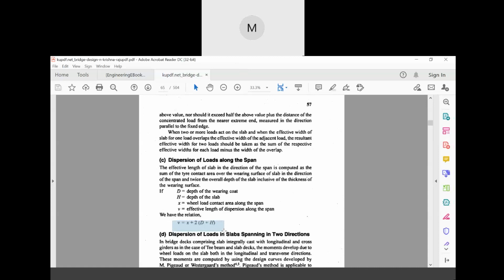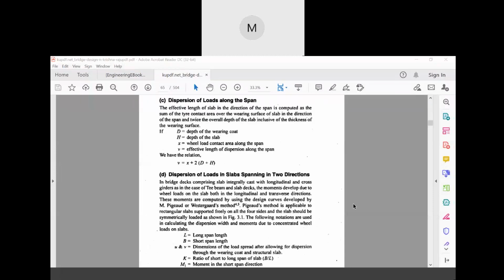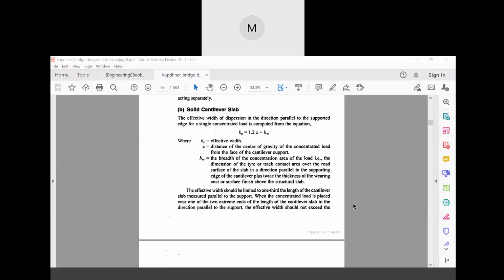Now look, this was what? In the direction of moving of the vehicle, and now this one is what? Along the span. Okay, so now if it is along the span, then we have this relation, V equal to x plus 2d by h, fine. So these are the relations. The most important is BE equal to 1.2x plus BW. This is the most important.